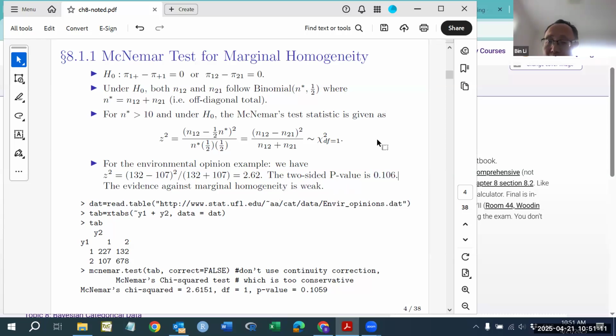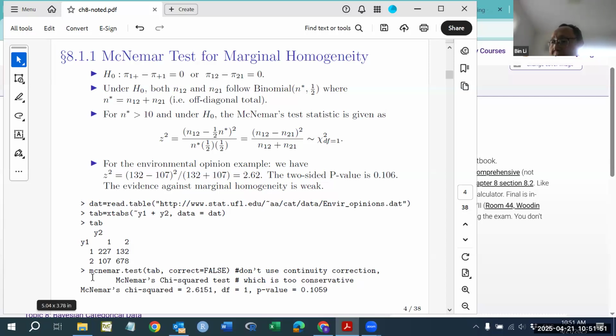So 0.1 means we have very weak evidence, not very strong. Usually we use 0.05, right? So this is 0.1, so it's kind of marginally significant, but on the weak side. So we see there is a small difference in terms of the marginal homogeneity. But if we use 0.05 as a cutoff, it's not significant.